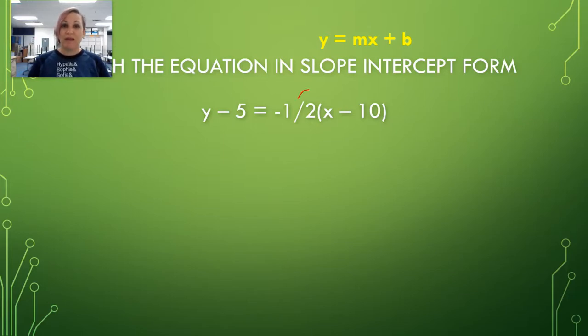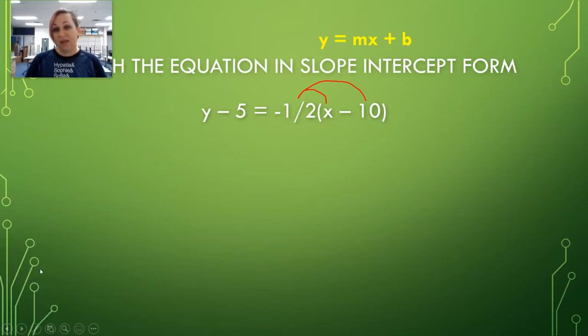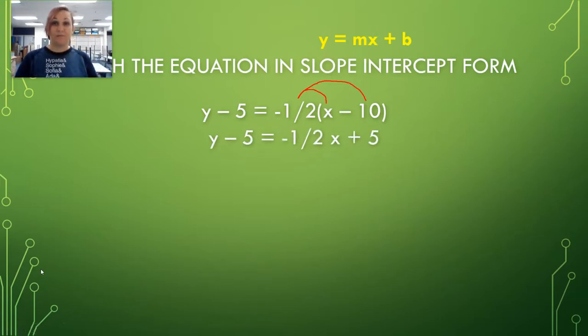So I'm going to multiply negative 1/2 times x. And then I'm going to multiply negative 1/2 times minus 10. Now, half of 10 is 5. And again, when you have a negative times a negative, it will turn into a positive. So that will turn into a plus 5.